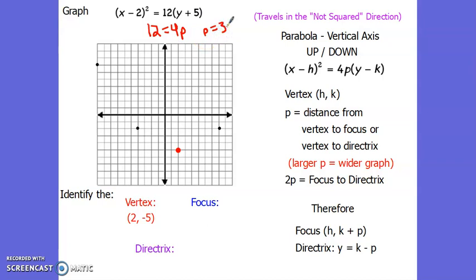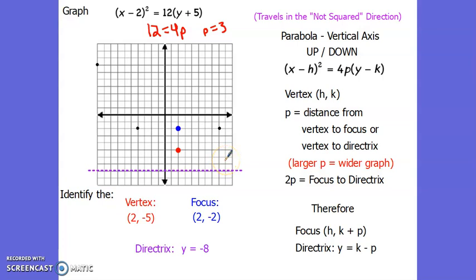Well, that means that we're traveling up and down with a positive p-value. That means that we're going to travel up 3 units to get to the focus. So our focus will be at (2, -2). We're going to change our y value, right? We're traveling up and down. And our directrix will be exactly that many units, so 3 units down from the vertex. So we're going to be y equals -8, a horizontal line down there.